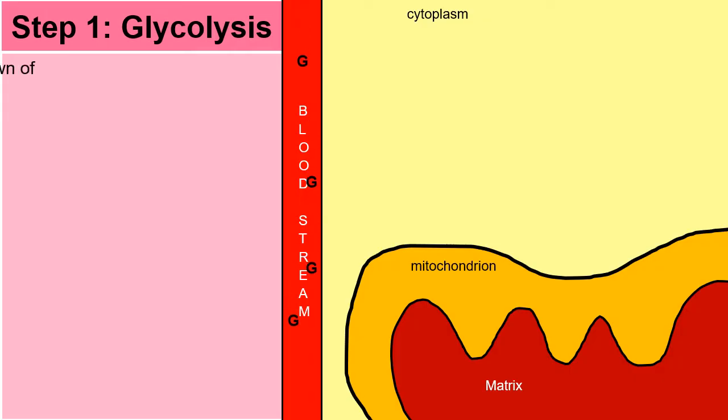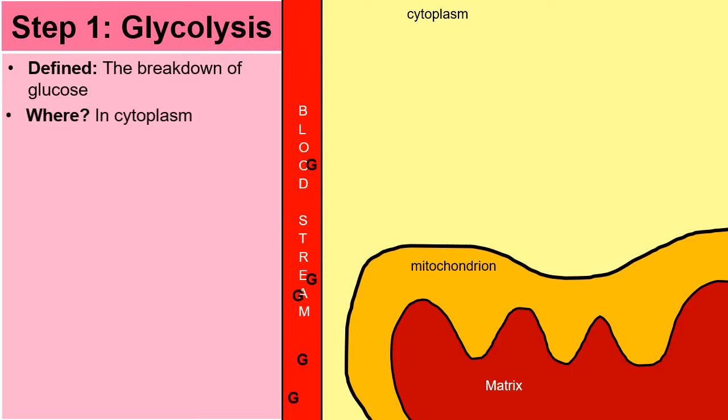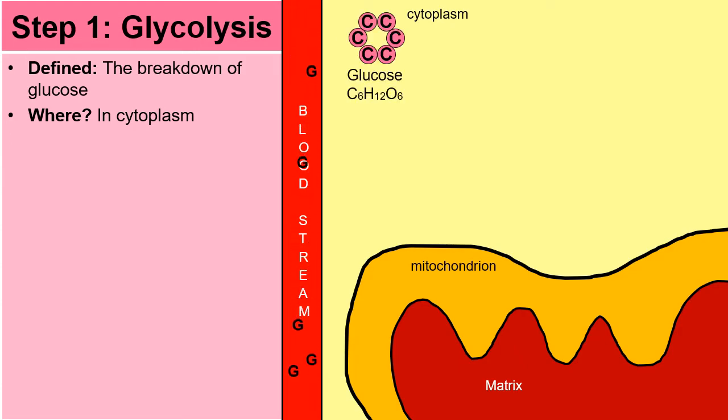So let's look at an overview of glycolysis, the breakdown of glucose. So where does this take place? In the cytoplasm of a cell. So in my animation, here comes a G, and it's just diffused into the cytoplasm. Let's zoom on in a little bit, and there's the glucose molecule. Now, glucose is not just 6 carbons. I'm just using this picture right here to illustrate glucose. It also has 12 hydrogens and 6 oxygens.